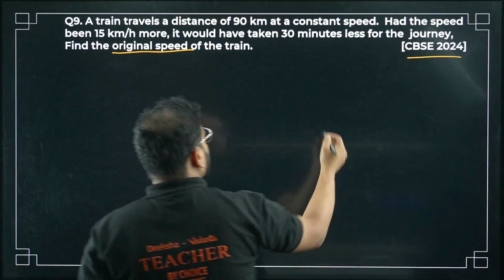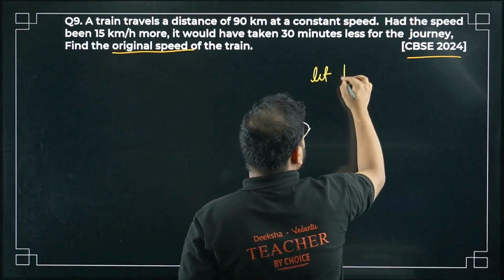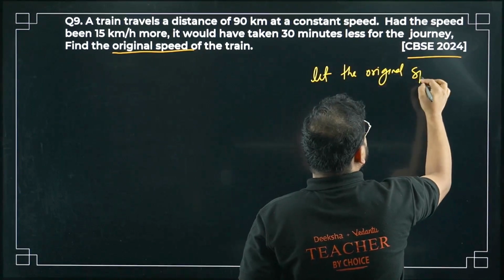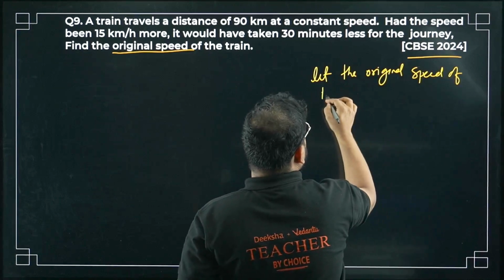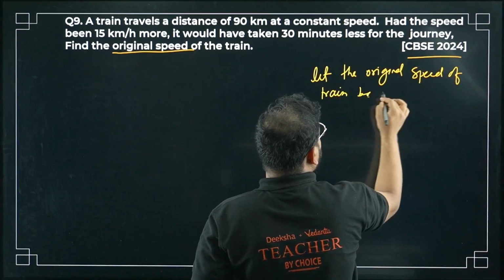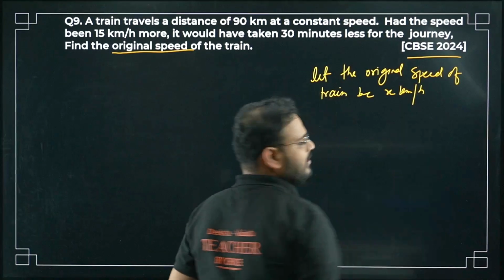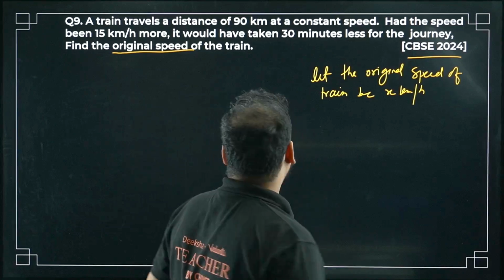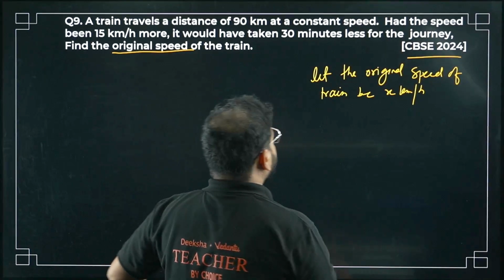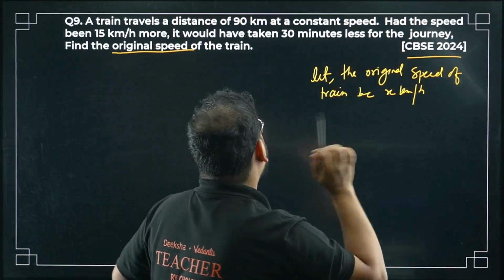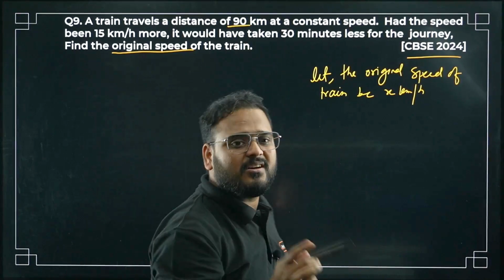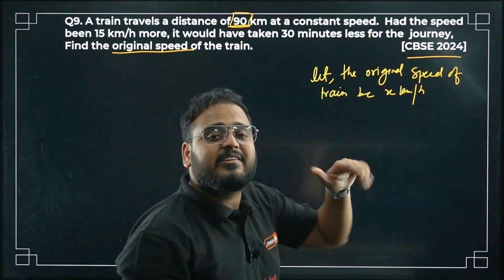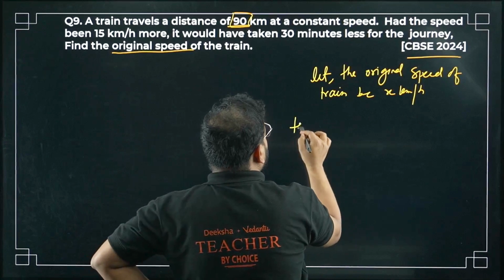What are you going to do? Assume the same thing. Let the original speed of the train be x kilometers per hour. So what am I going to get from here? I have two conditions right now. First of all, distance is given. Can the distance change, sir? No, distance is always constant. So 90 kilometers is the distance the train has to travel, whether with increased speed or less speed. So let's check the time taken.